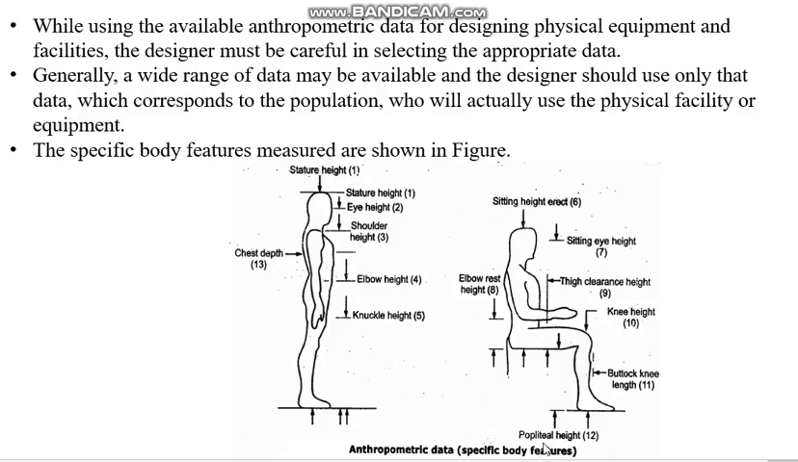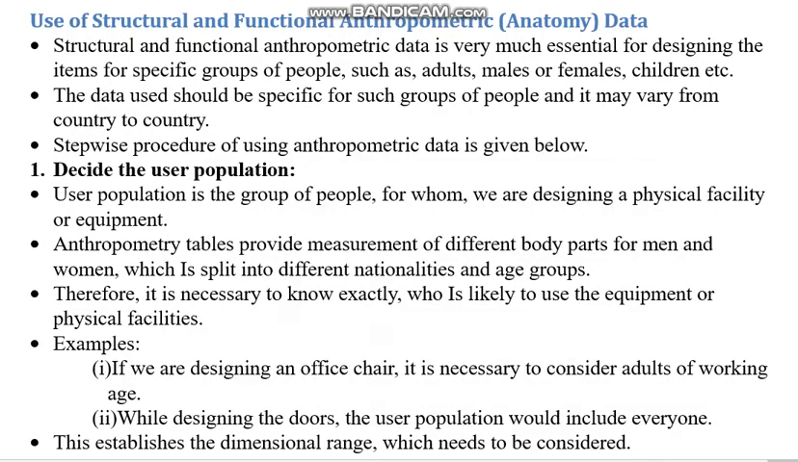And then popliteal height. I think popliteal means this area at the back of the knee. From there to the ground, this is popliteal height. So these are different anthropometric data, or the specific body measurements that we take.